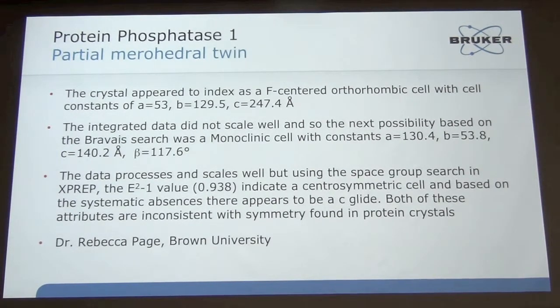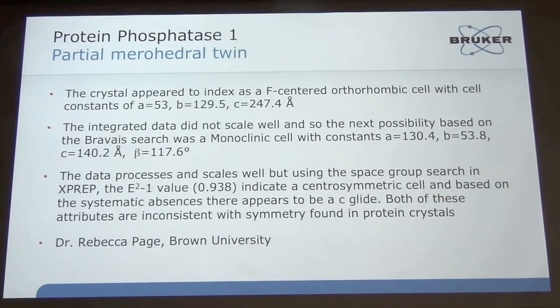Our Rmerge was 20%, and it's throwing out 20% of the data during scaling. So something's wrong. So if you look at the Bravais search, there's another cell, which was C2 with 130, 54, and 140, with a beta angle of 117, which looked fine, actually integrated, and scaled well.